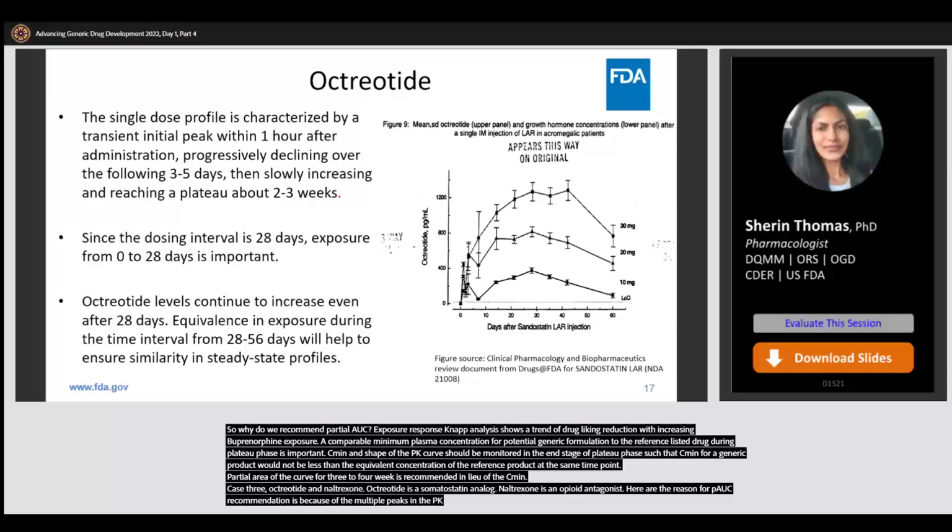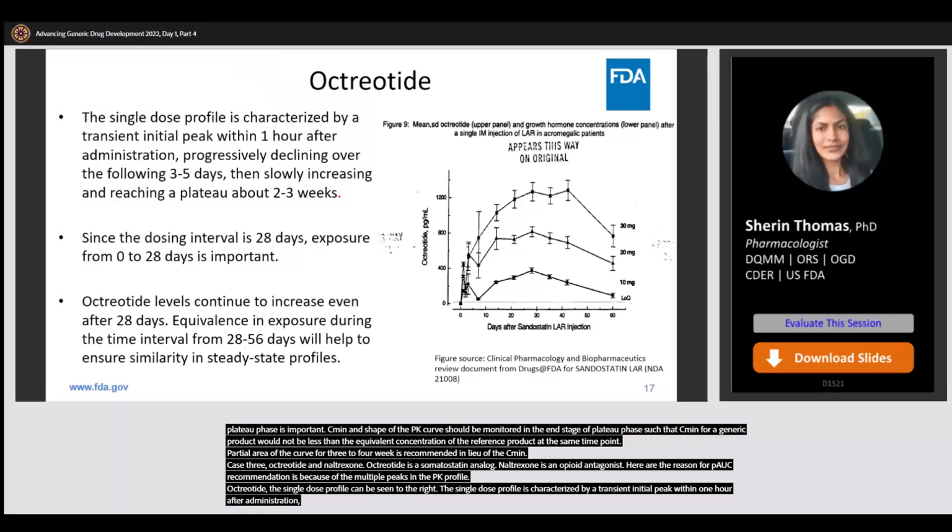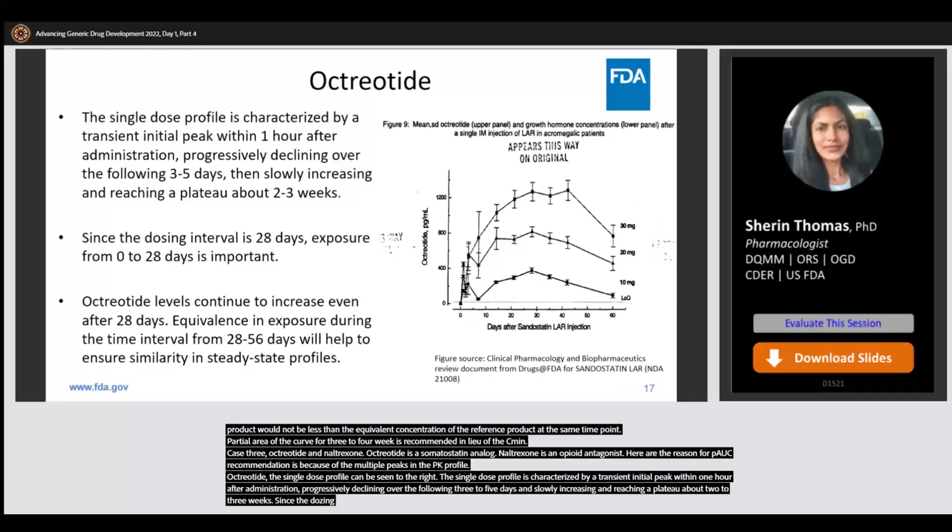For octreotide, the single-dose PK profile can be seen to the right. The single-dose profile is characterized by a transient initial peak within 1 hour after administration, progressively declining over the following 3 to 5 days, then slowly increasing and reaching a plateau at about 2 to 3 weeks. Since the dosing interval is 28 days, exposure from 0 to 28 days is important and hence is recommended as a partial AUC.